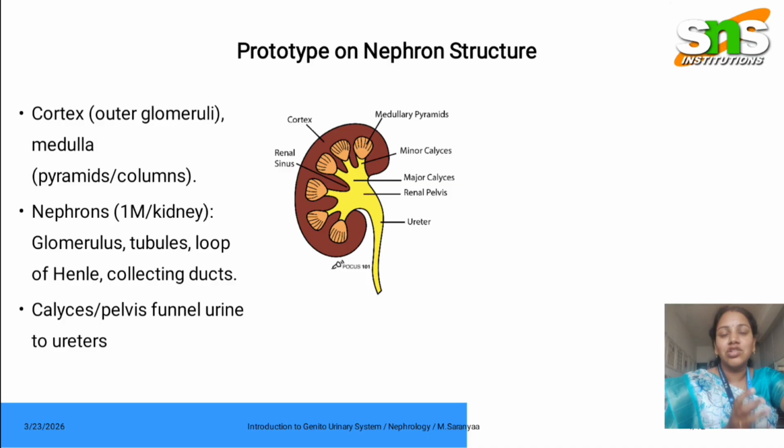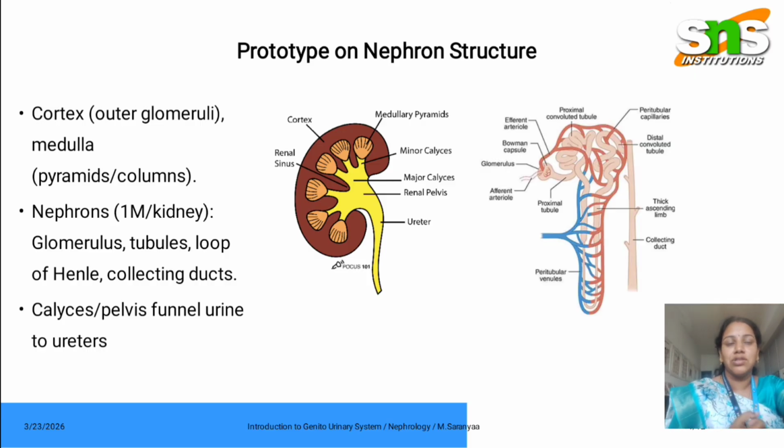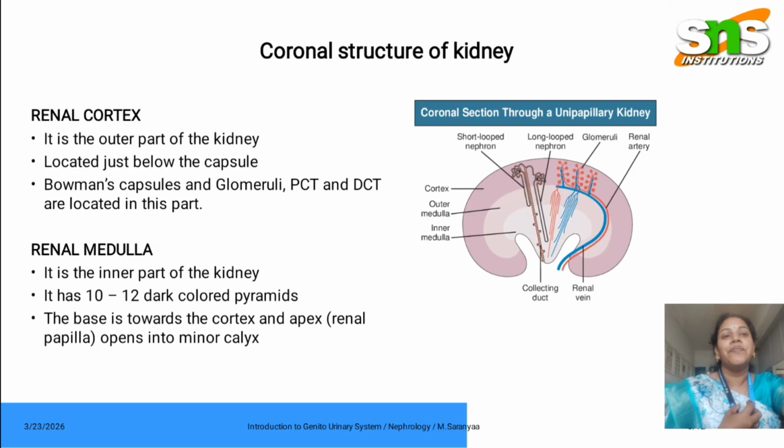The internal structure of the kidney has calyces, the pelvis and a funnel-shaped structure for collection of urine, and the ureter starts from the kidney. This is the major structure. You can see the structure of a nephron here, which is fully covered with capillaries. This is the structure of a kidney.